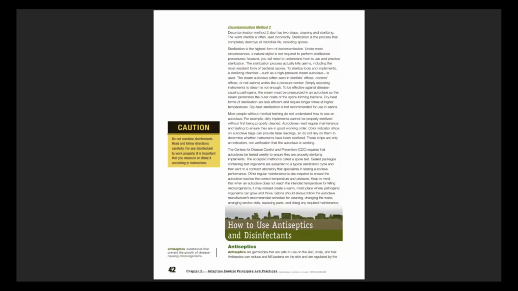Decontamination method 2 also has two steps: cleaning and sterilizing. The word sterilize is often used incorrectly. Sterilization is the process that completely destroys all microbial life, including spores. Sterilization is the highest form of decontamination. Under most circumstances, a natural stylist is not required to perform sterilization procedures. However, you will need to understand how to use and practice sterilization.